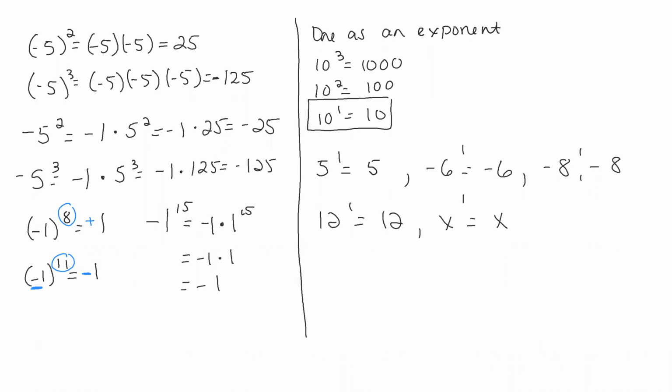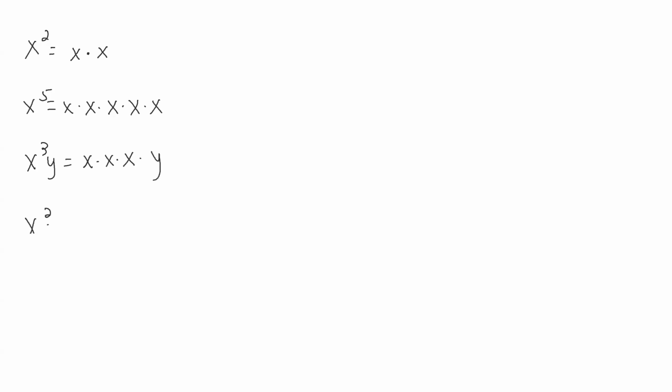Okay, now let's look a little bit more at some exponents when we deal with variables. Okay, so if I have x to the 2nd power, just always remember what that means in the repeated multiplication where things are expanded out. So x to the 2nd would just be x times x. X to the 5th is x times itself 5 times. If I had something like x to the 3rd times y, that's x times itself 3 times y. I could have x to the 2nd times y to the 4th. That's x times x times y times y times y times y.